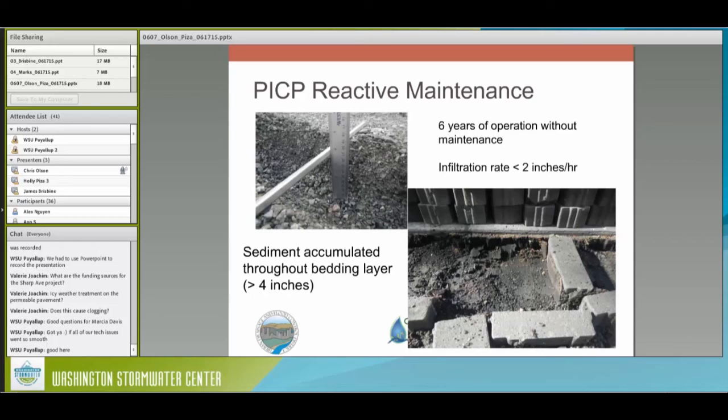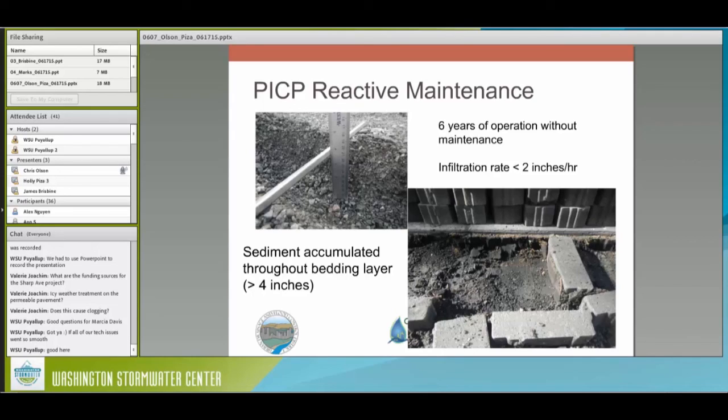So getting back to the PICP sites, we tried all those other methods and still could not restore the PICP. What we did in Fort Collins, I'll get to in the next slide, but what we're showing here is, again, reiterating how far this sediment can move into the subbase. If you don't keep the joints filled, what we found as we removed the pavers and started measuring to see how far the sediment had accumulated, it was deeper than 4 inches below the surface.